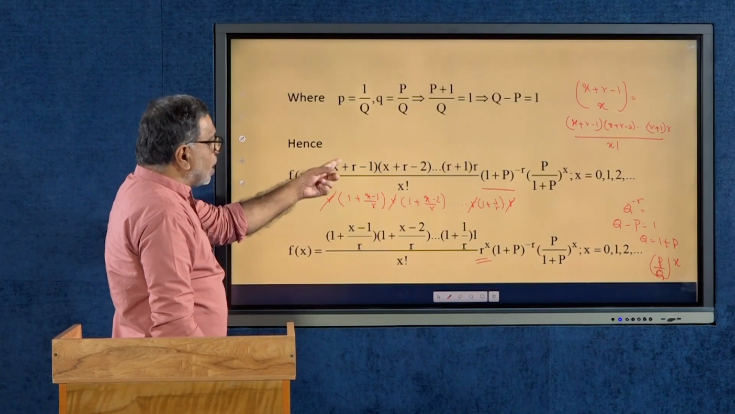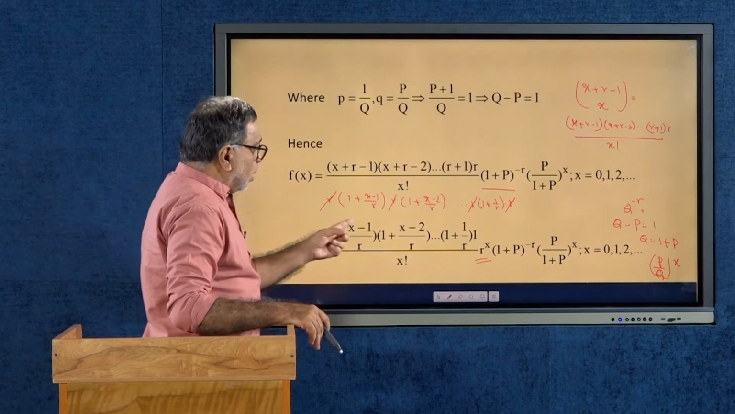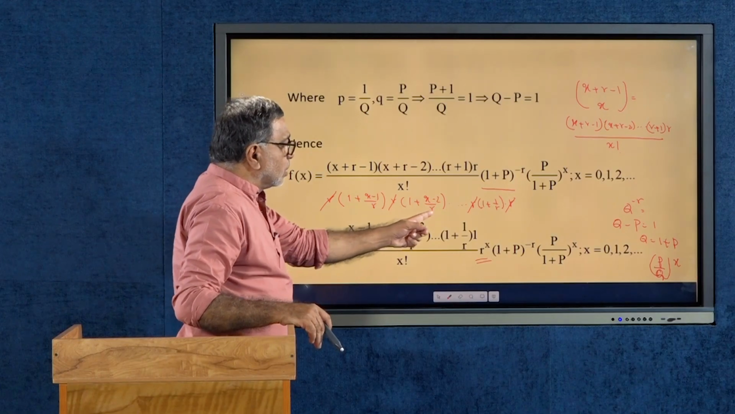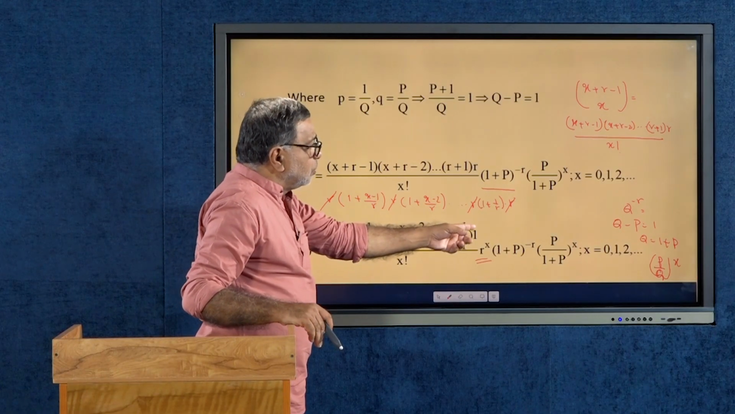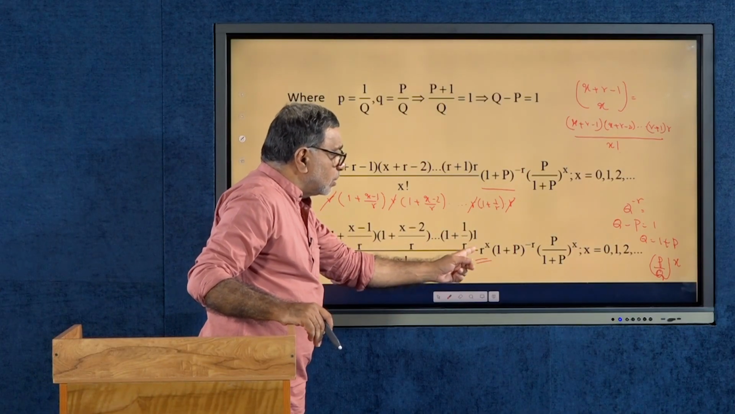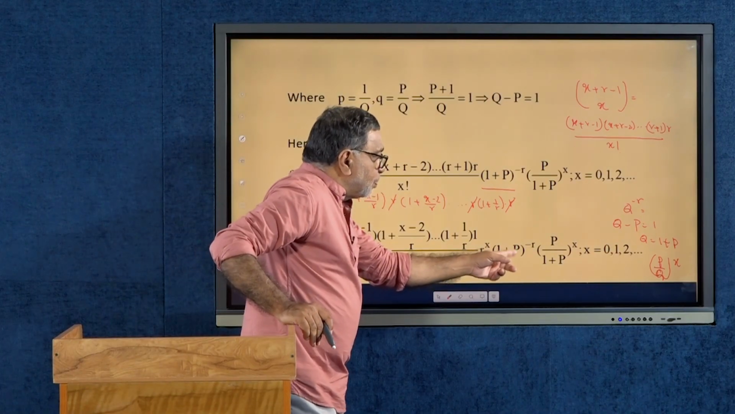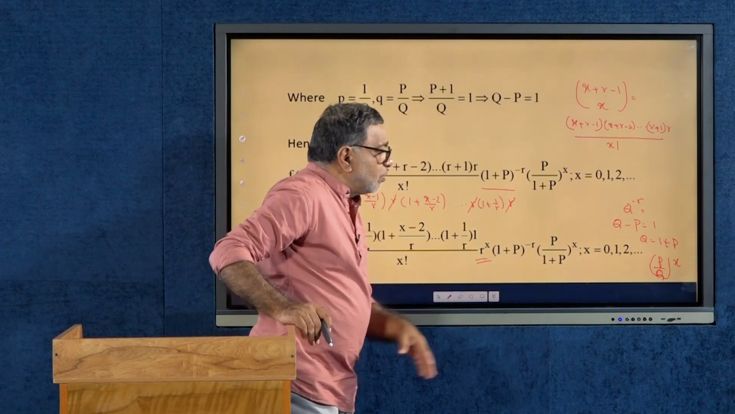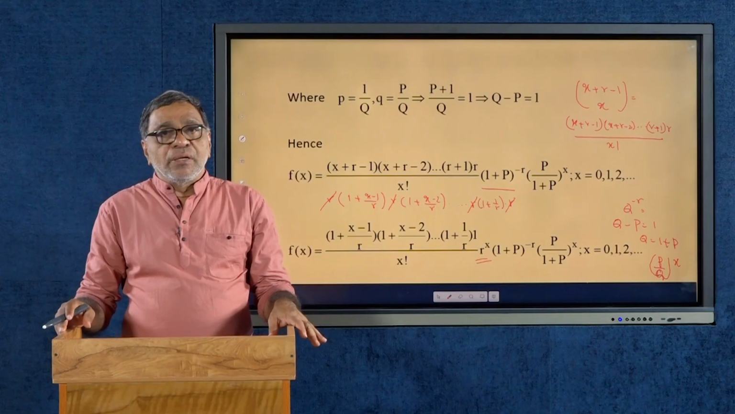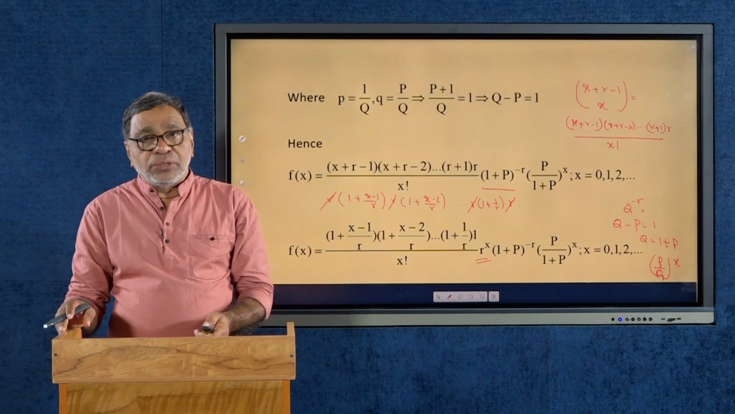So, this is x plus r minus 1, x plus r minus 2 etc. up to r plus 1 into r, which is 1 plus x minus 1 divided by r, 1 plus x minus 2 divided by r, 1 plus 1 divided by r, into 1 of course, and all r factors are taken together, written as r power x divided by x factorial, 1 plus p all power minus r, p divided by 1 plus p all power x. So, this is the final shape of the probability mass function. Okay. Then what we are doing?